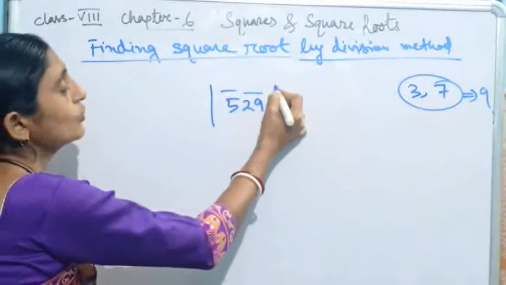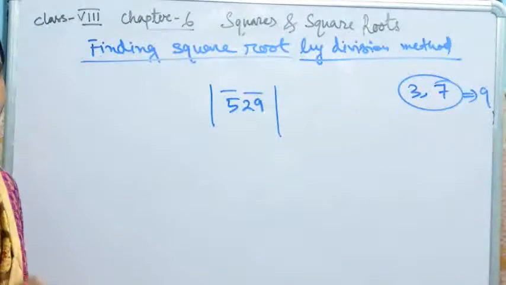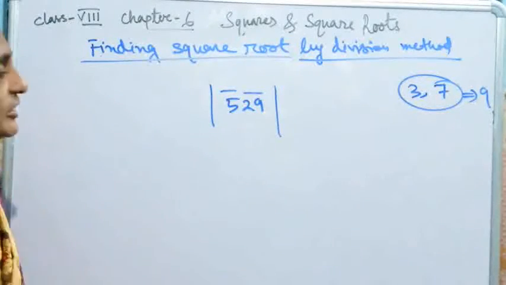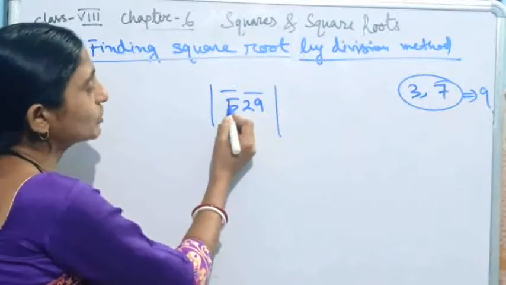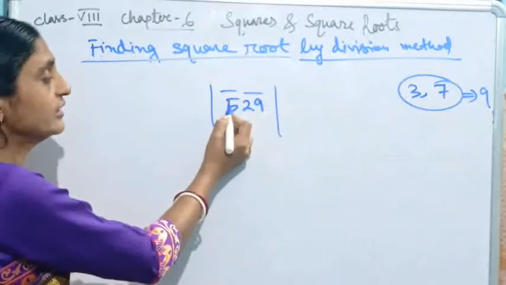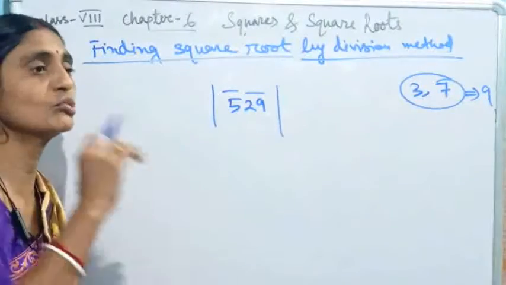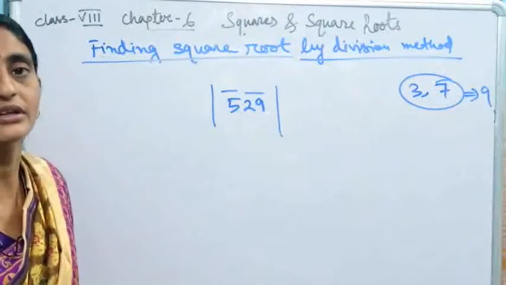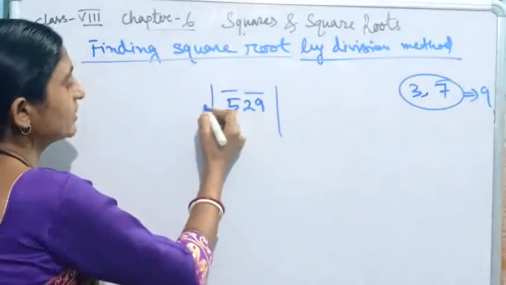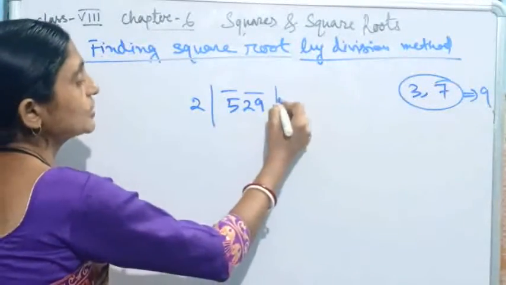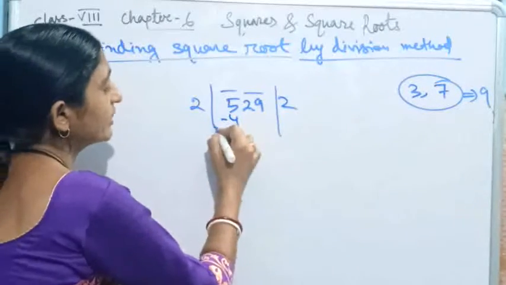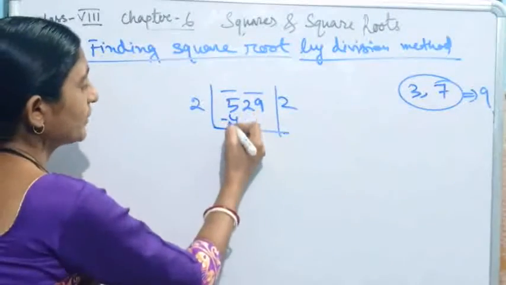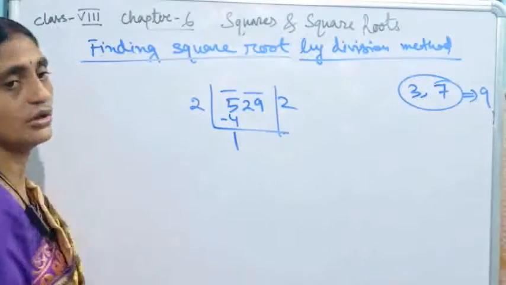Okay, now I will go for the division method. Yes, that division is a little bit different than the normal division. I have to think about the square number which will be nearest to 5. It should not be greater than that. It can be less than that, but it will be the nearest square. So what is the nearest square of 5? It is 2. 2 squared means we will get 4. So when I subtract 4 from 5, I am getting 1.